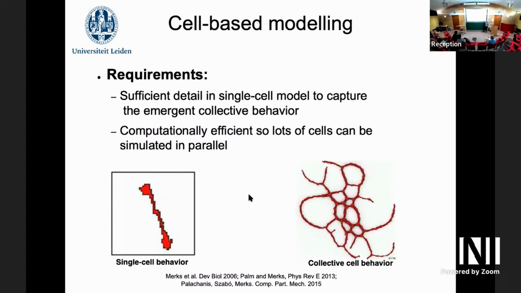Now, whether this is the right way to describe angiogenesis, that's what we're going to find out in the lab, because we also have a dozen other ways to model collective cell behavior and network formation. I'm going to show you one other example of that today.